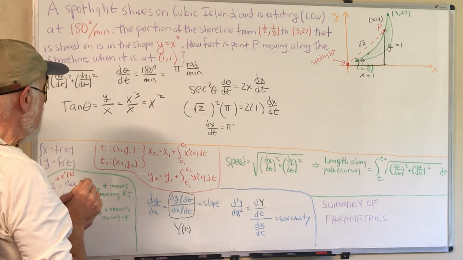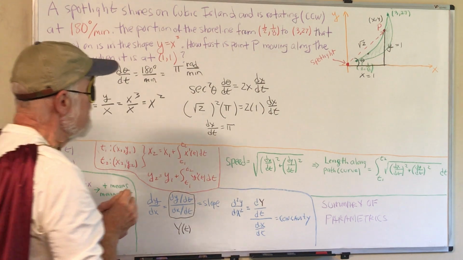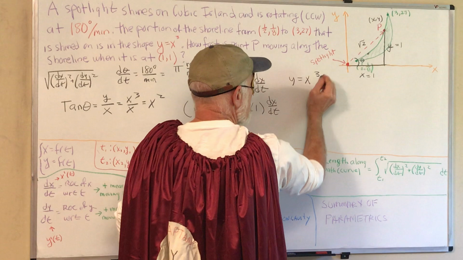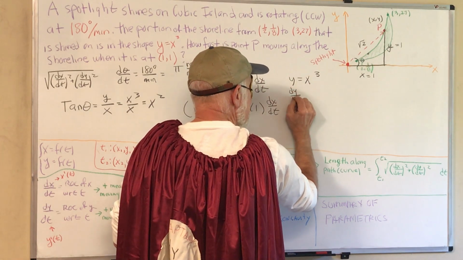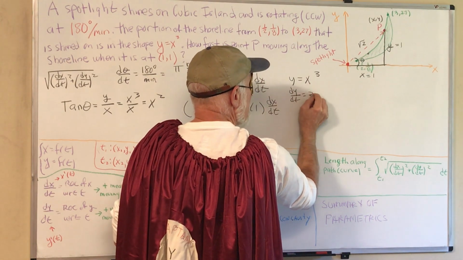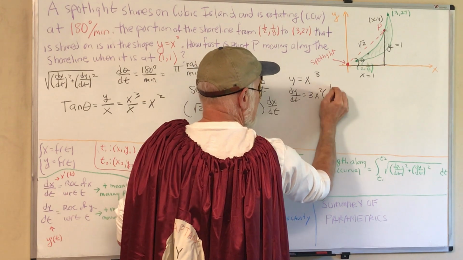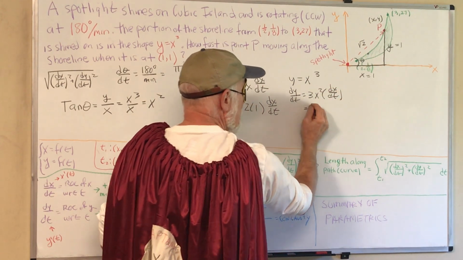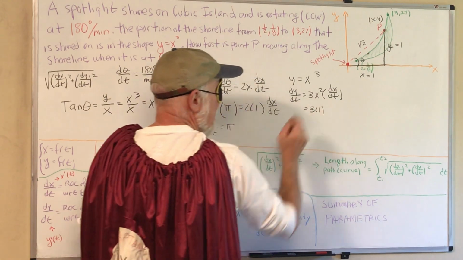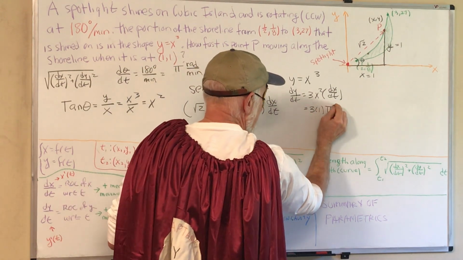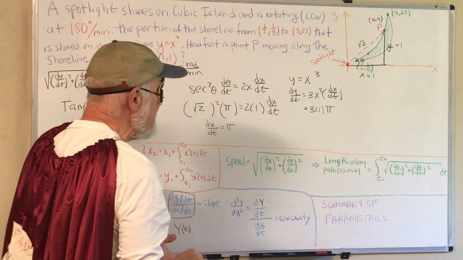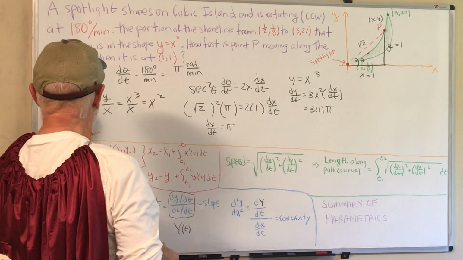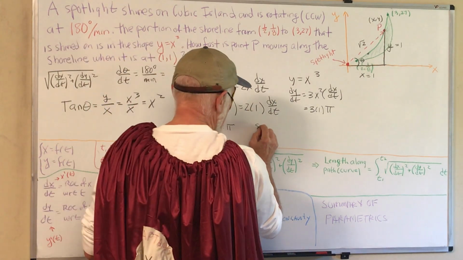But we still need to know dy dt. But what do we know? We know that y equals x cubed. So dy dt is 3x squared times dx dt. And x is equal to 1, and dx dt is equal to pi. So now we know dy dt is 3 pi, dx dt is pi. We can go back and answer our question.